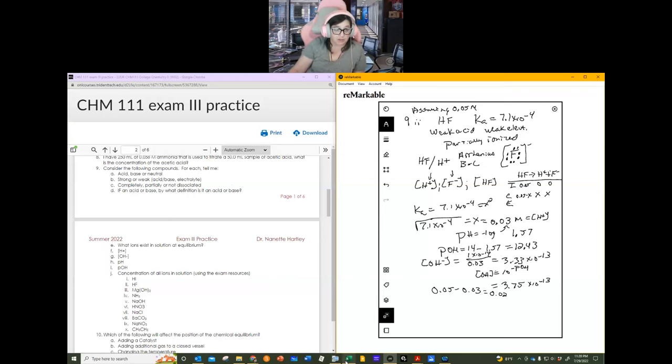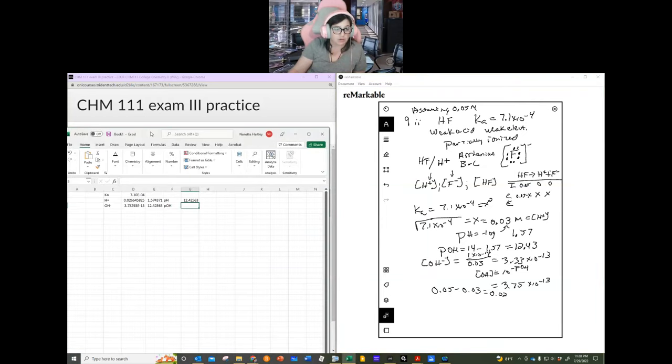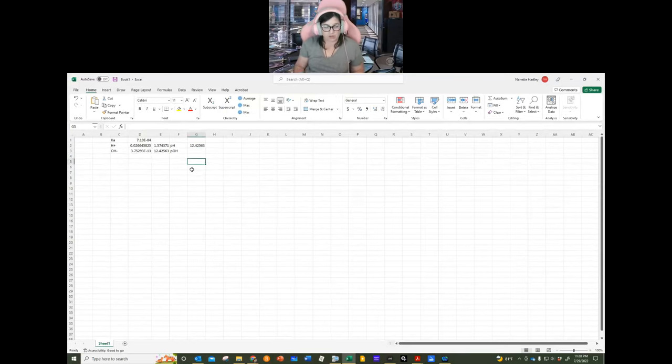Now, realistically, I'm going to show you this. I don't expect you to do it, but I'm going to show you. We can only ignore X if it's less than 5% of the number that we started. So we calculated that our X value is this right here. So we have our initial value, which is 0.05. We're going to take and divide this number by this number, and then make that a percentage. And it's 53%. So that is not a valid assumption to make.